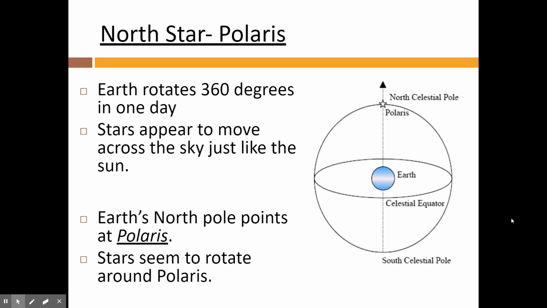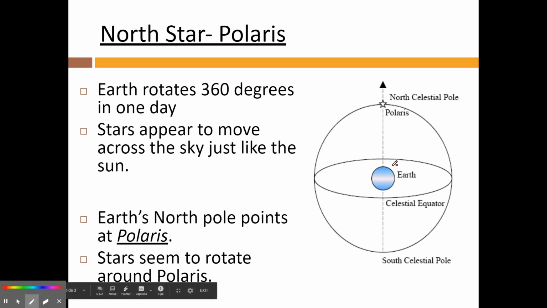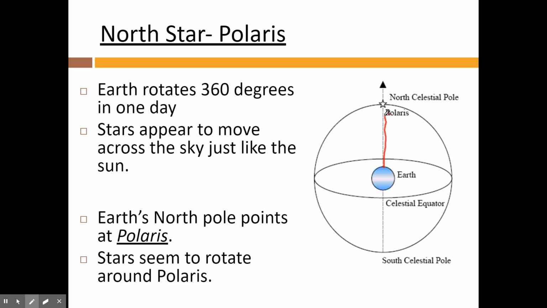The reason that they rotate around Polaris is because Polaris, the North Star, is directly above the North Pole, as you can see on this diagram here. If you were to extend a line straight up very, very far out into outer space, you would end up going up here to a star called Polaris. It's not exactly at the North Pole, but it's pretty darn close. So it's on what we call the North Celestial Pole.